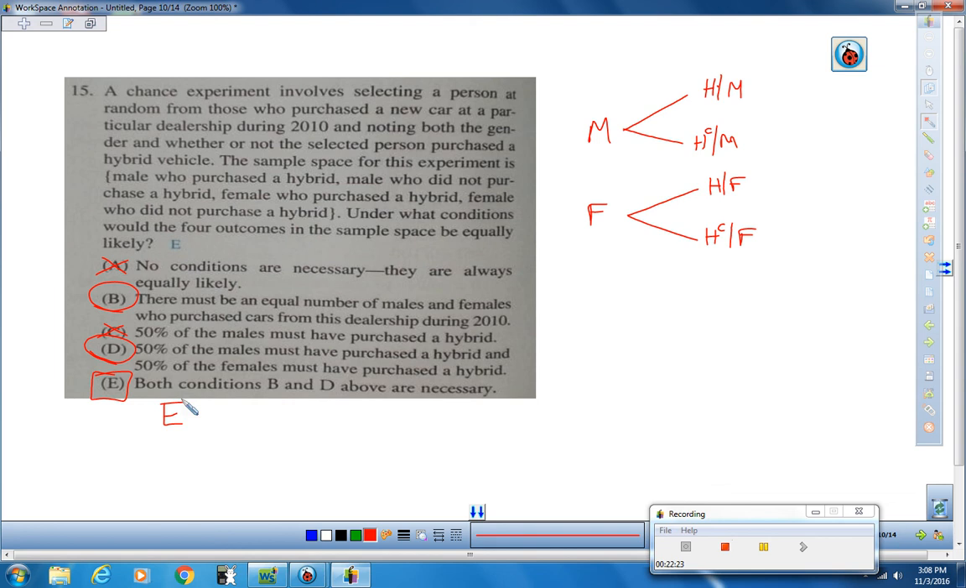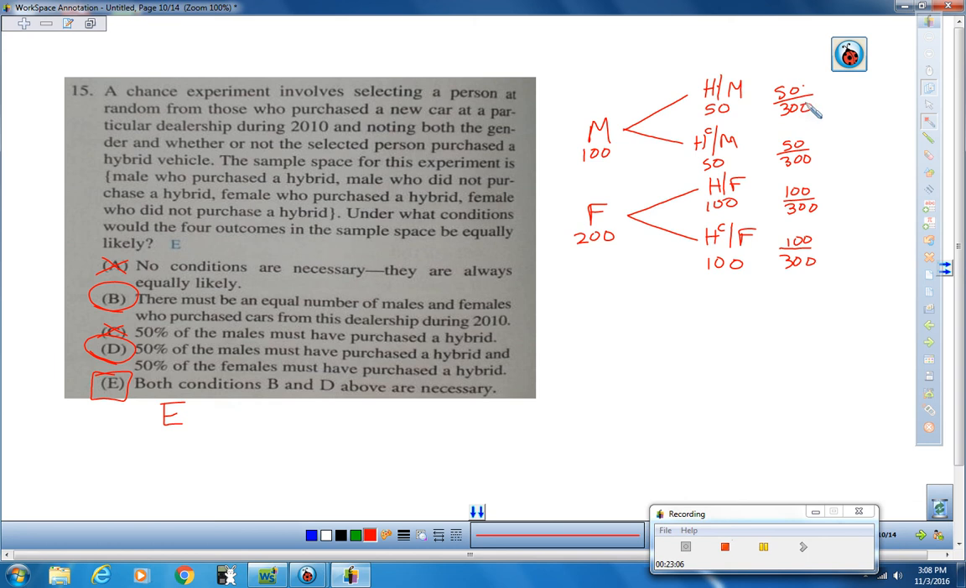And you could try this. You could say, okay, what if there were 100 males, 50 of which purchased a hybrid and 50 that didn't, and there were 200 females, 100 of which purchased a hybrid and 100 that didn't. Now each outcome is not equally likely because in my sample space there are 300, but the likelihood of a female not purchasing a hybrid is 100 out of 300, and the likelihood of a female purchasing a hybrid is 100 out of 300, whereas the male likelihoods would be 50 out of 300 and 50 out of 300. That's not equally likely.